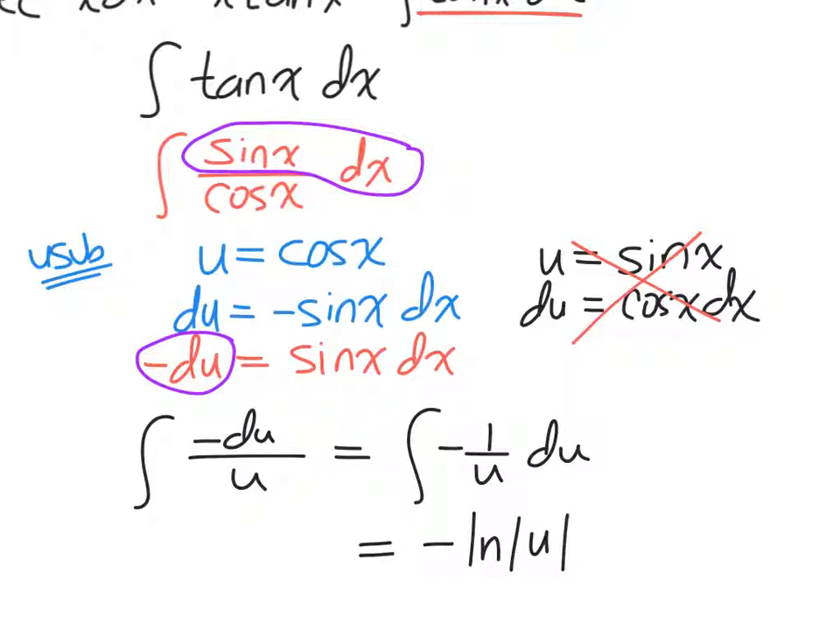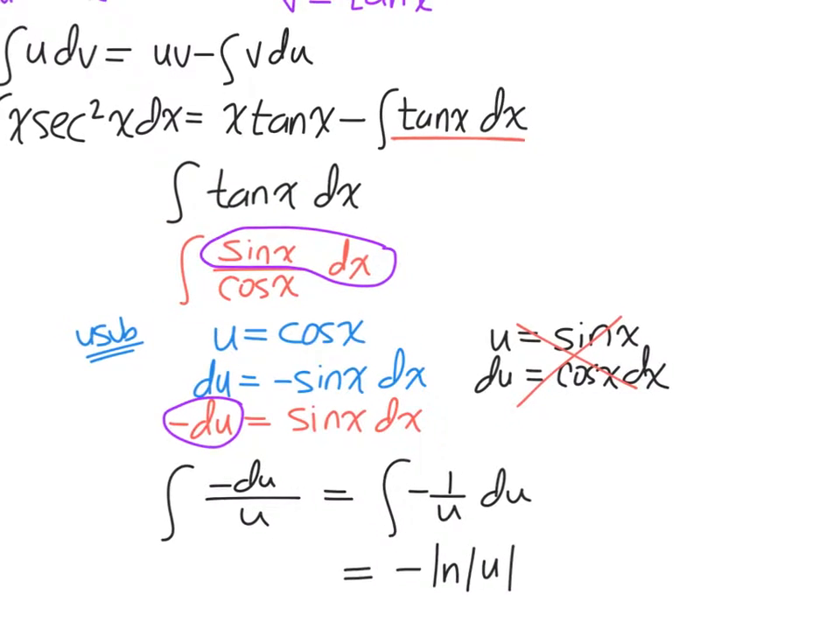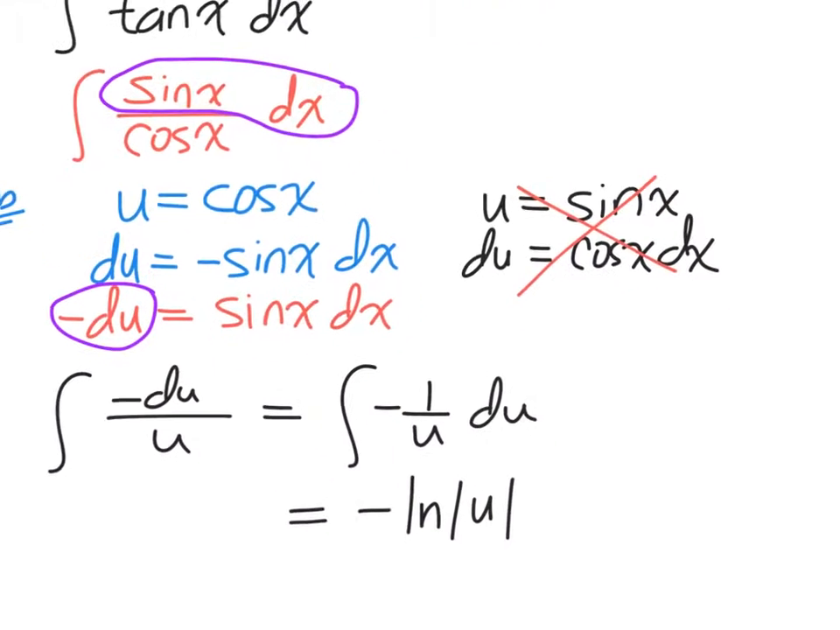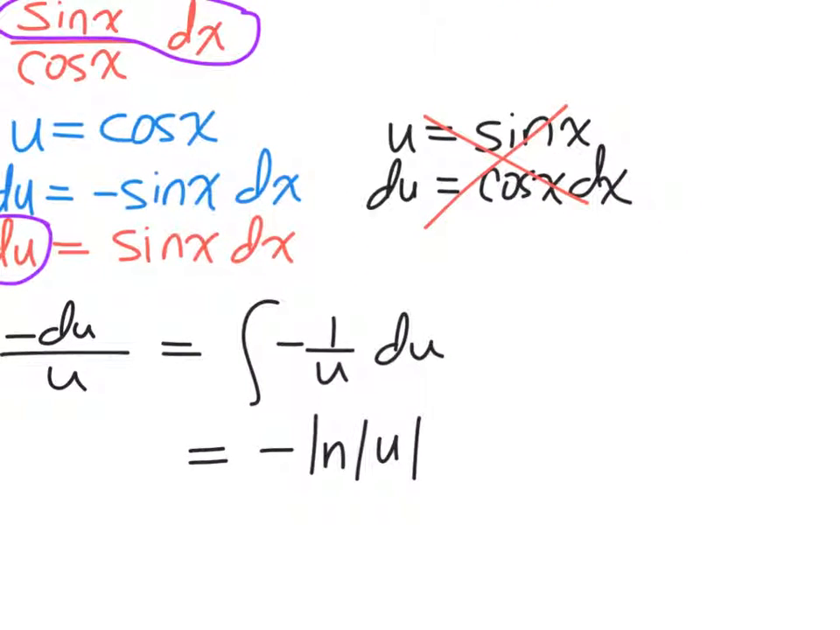Negative ln of u. I'm not going to put the plus c here because it's very easy to lose sight of this, but this is still just part of our solution. We still have the other part up above, the x tan x. So I'll have to put it all together in a sec. We're only focusing on this piece right now. So this is negative ln of cosine x.